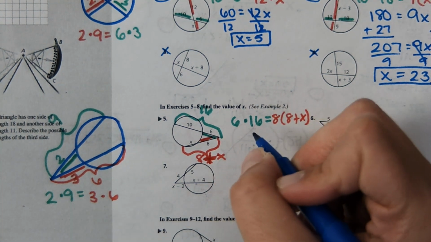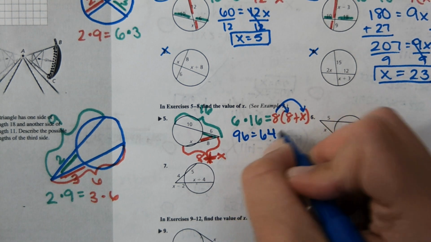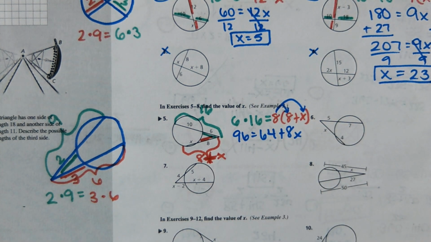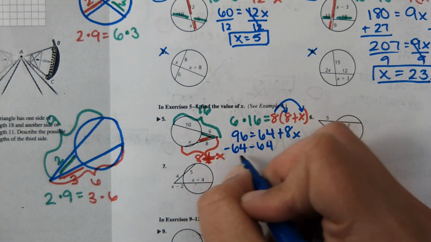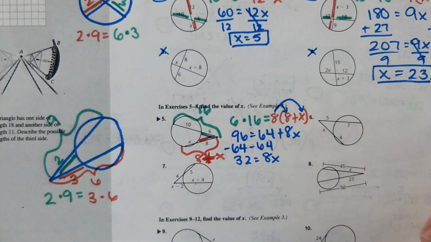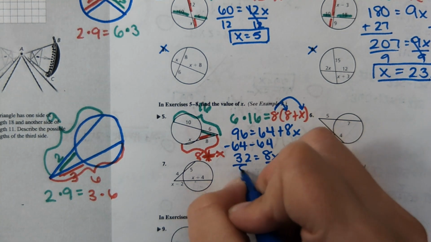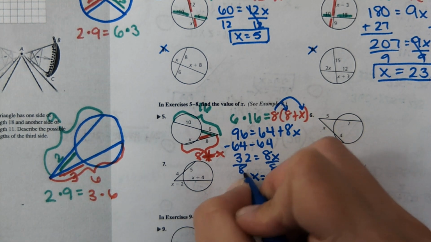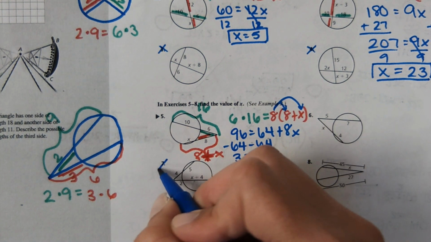Okay, so 6 times 16 is 96. And then you distribute this, we get 64 plus 8x. Subtract 64 from both sides, and that comes out to 32 equals 8x. Divide by 8 on both sides, and x equals 4. We're not going to do number 7.